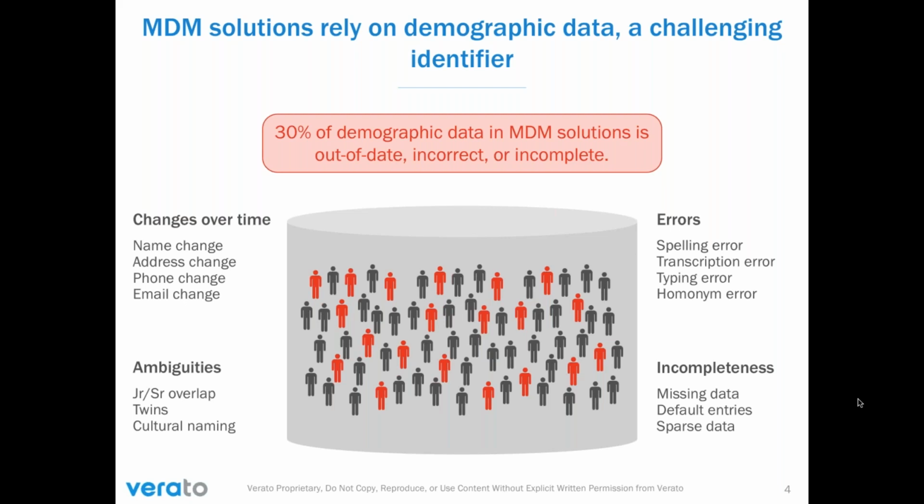There's also default data. If that Social Security number is missing, someone just might enter 111111111, and it's no longer missing, but it's still not useful to you because it's a defaulted entry, and it's arguably worse than missing data. And some data sources just have thinner, sparser data, and so for all these reasons, it becomes harder for an MDM system or any sort of matching approach to deal with that data and give you the right answers and tell you where you have the same person duplicated.